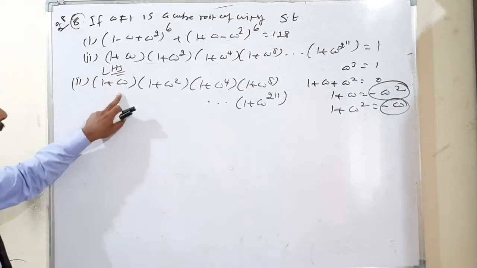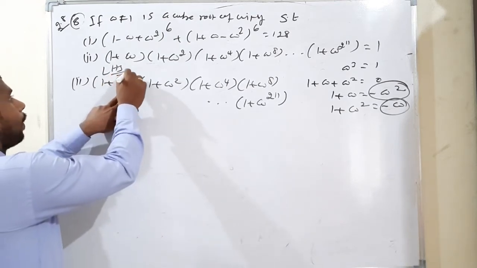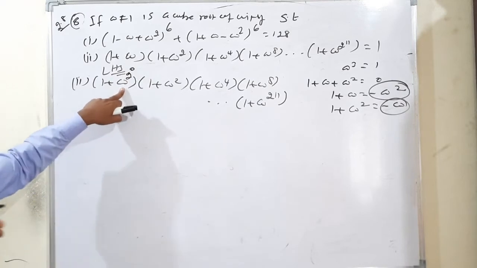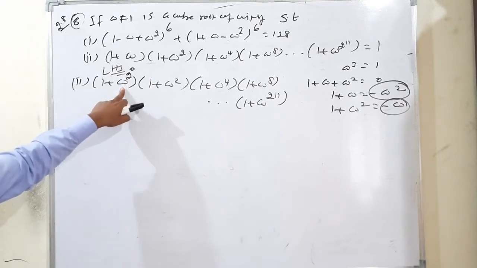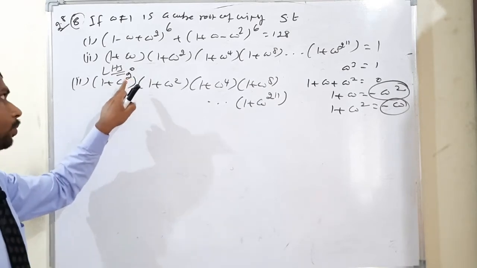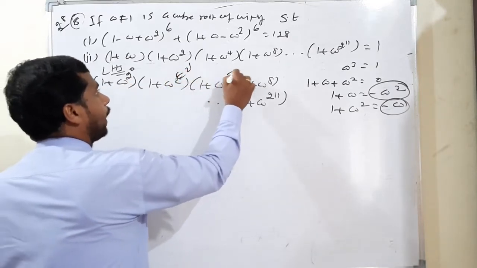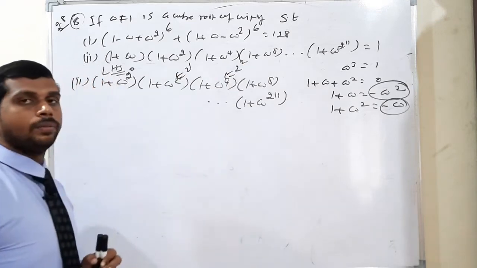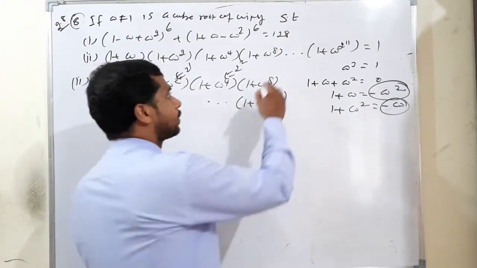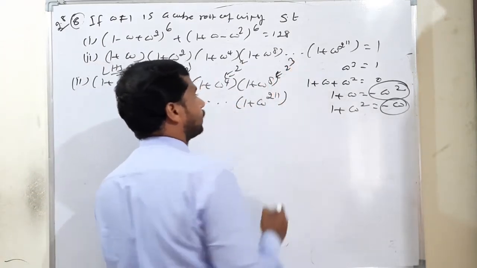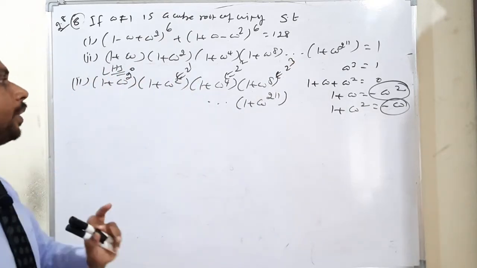So 1 plus omega, what is the meaning? For the omega power, consider 2 power 0; anything power 0 value will be 1. So 2 power 0 value will be 1. 2 power 1 means what will happen? 2 will come. Again 2 power 2 means value will be 4. 2 power 3 means value will be 8. We need it one by one up to 2 power 11.